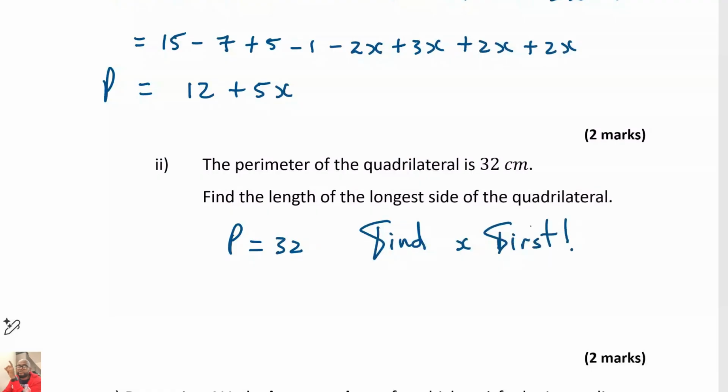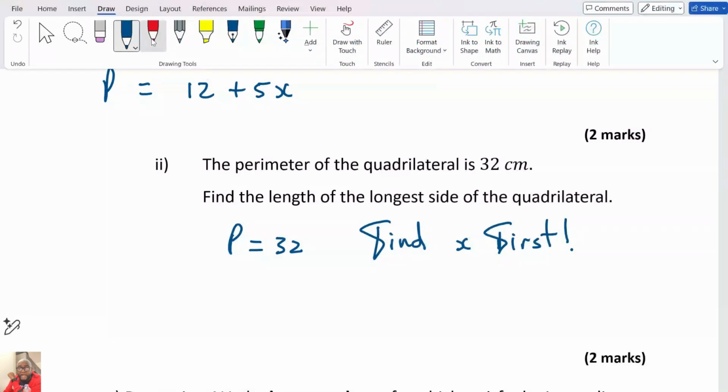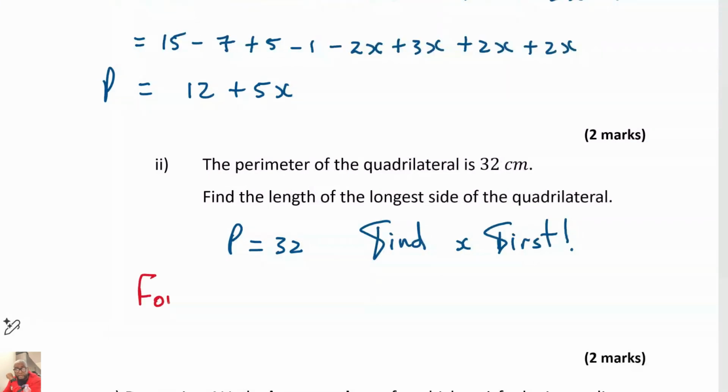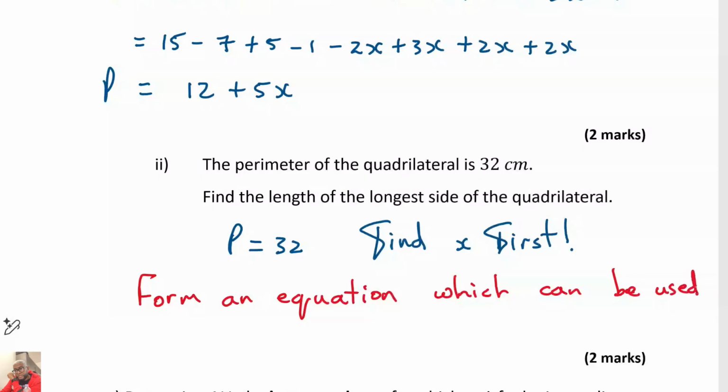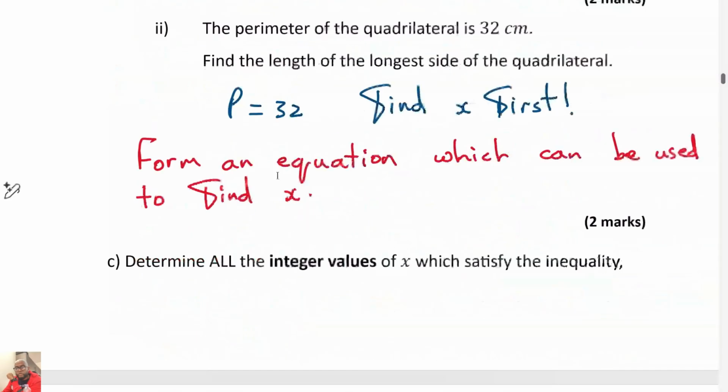Okay? Can I use this value of the perimeter and the expression that I used above to form an equation which can be used to find x? So who can tell me what that equation would look like?